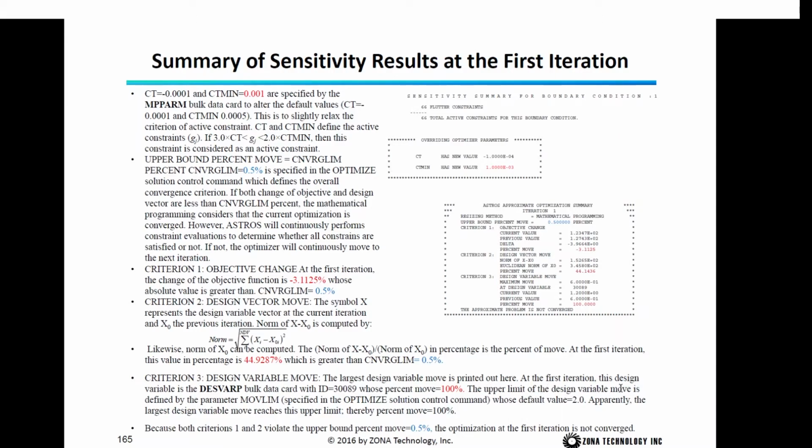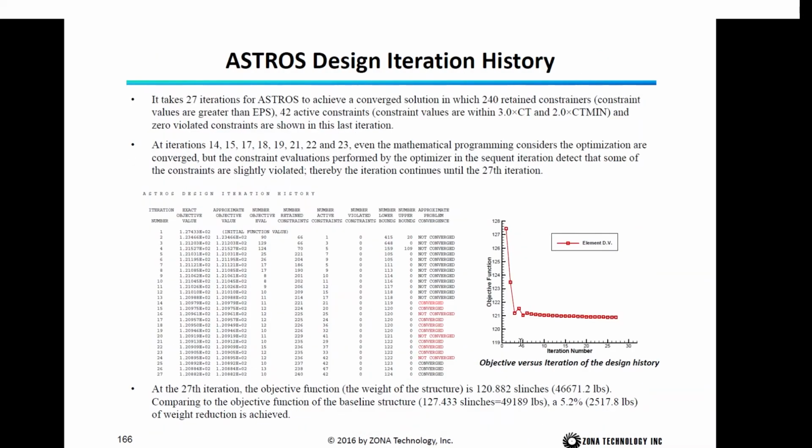At the first iteration, the design variable is DESVARP with this ID, whose percent move limit is 100%. The upper limit of the design variable move is defined by the move limit, the default value is 2. Apparently, the largest design variable move reaches its upper limit, thereby percent move equal to 100%. Because criterion 1 and criterion 2 are not satisfied, it is not a converged solution.